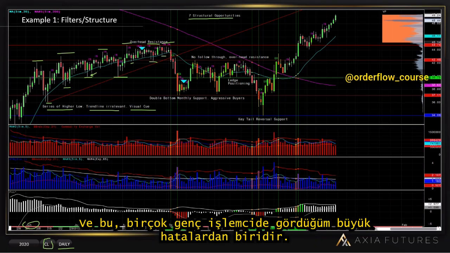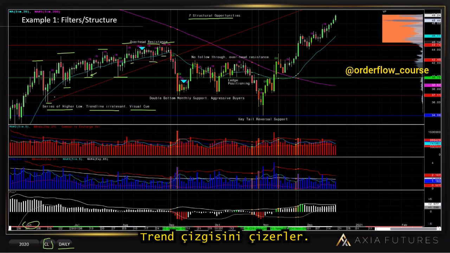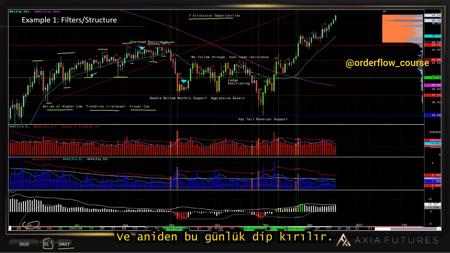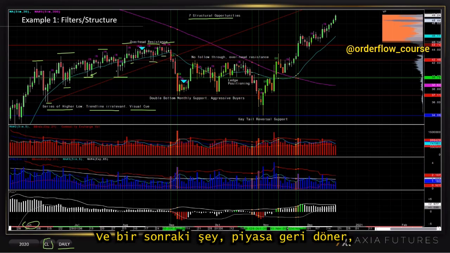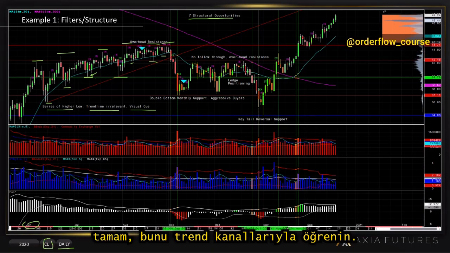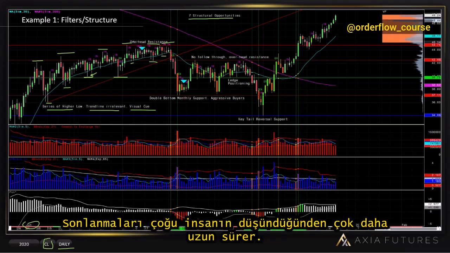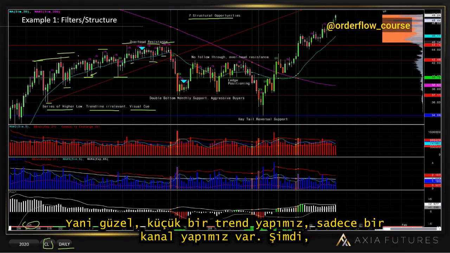This is one of the big mistakes I see with a lot of young traders. They'll draw the trend line, and all of a sudden this daily low will be broken, and they will assume that it's a bear market. And the next thing, the market turns back around. Learn this with trend channels: they take a lot longer to end than most people think. So we've got a beautiful little trend structure, just a channel structure.